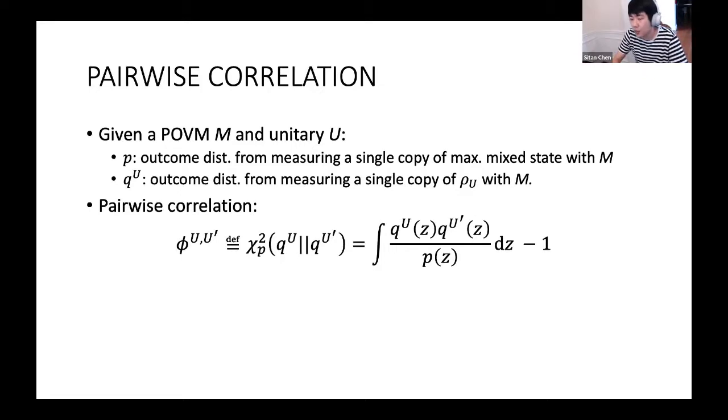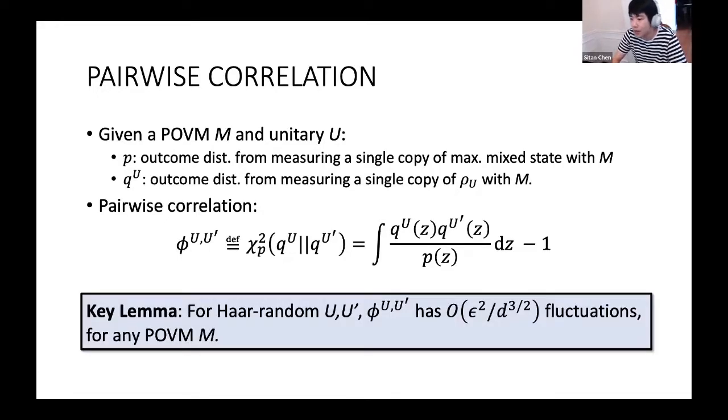Okay, so this is some quantity that tells you how much a single measurement can let you distinguish between U and U prime for any unitaries U and U prime. And the key lemma is really to show that this random variable, parametrized by the Haar random U and U prime, has fluctuations of order roughly epsilon squared over d to the 3/2. And this is essentially where the non-adaptive lower bound of d to the 3/2 over epsilon squared comes from.